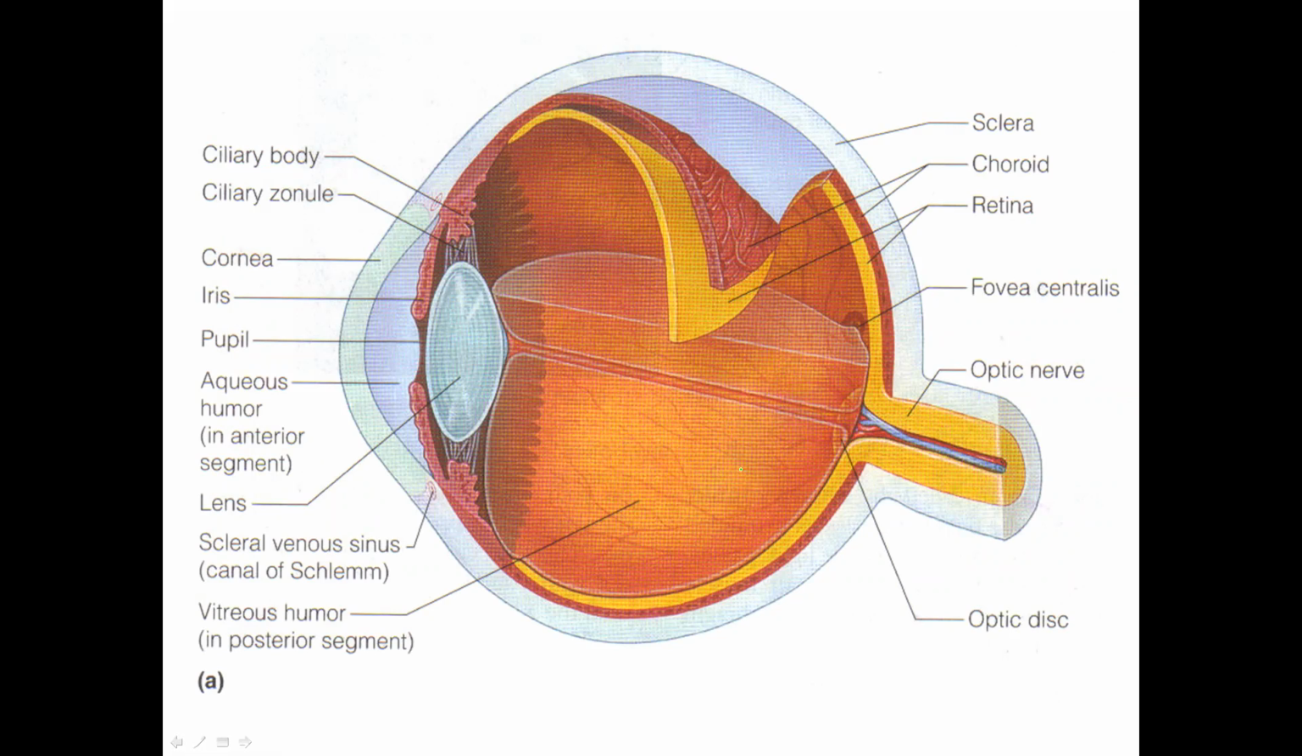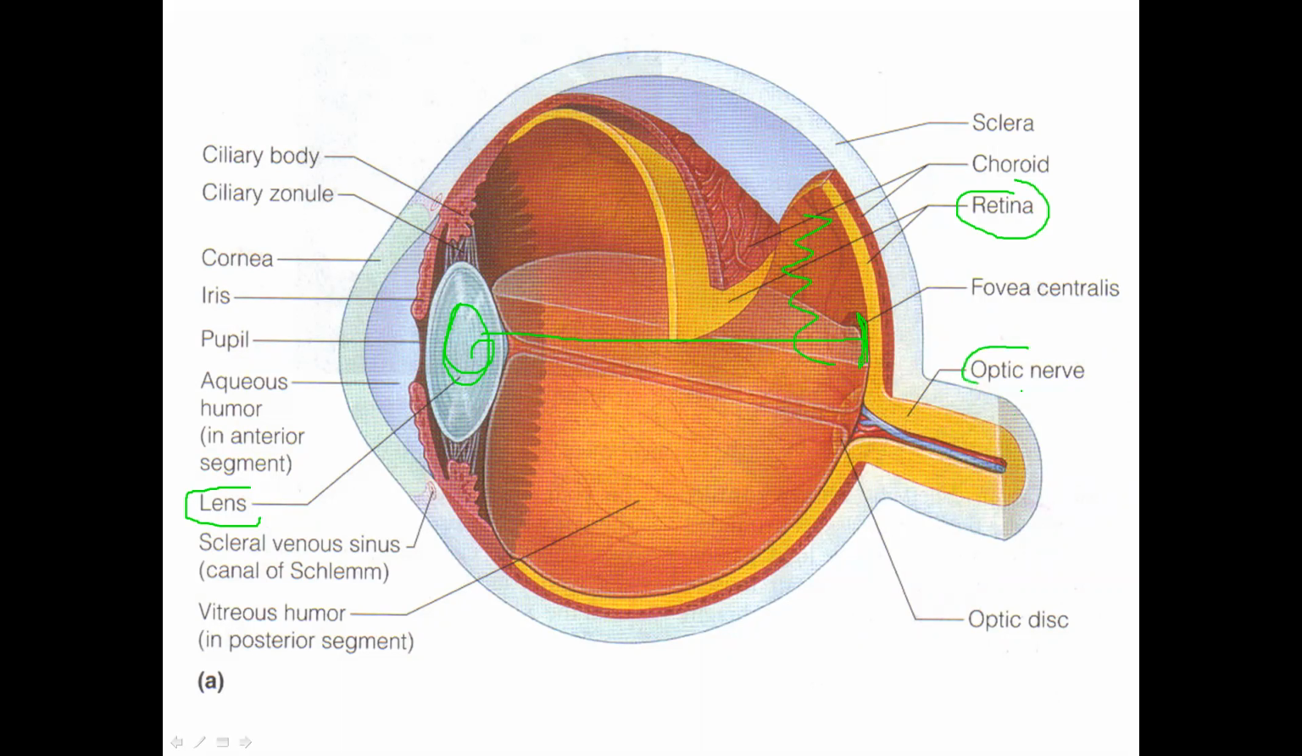Inside of the eye, you have the lens. The lens is what bends light so that the light hits on the retina, so the back of the eye, accurately. All this stuff back here is the retina.